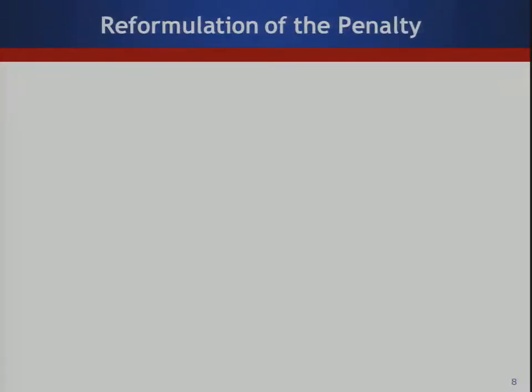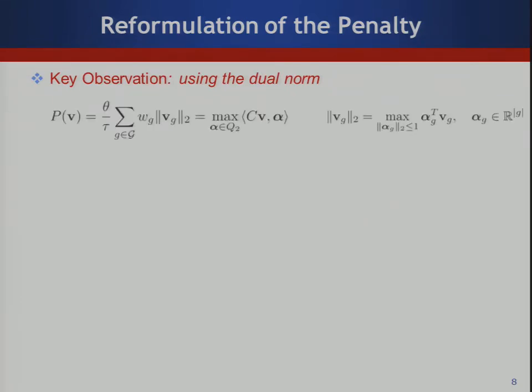So let us first talk about how to smooth the structure penalty. The key observation is that we do the smoothing using the dual norm. So here is our structure penalty. We know that the dual norm of the L2 norm is still the L2 norm. So for each ||v_g||_2 norm, we can write it as the maximization over the L2 norm of alpha_g, of the inner product between alpha_g and v_g. We replace each ||v_g||_2 norm by this maximization form, and do a bit of reformulation. So you can write it as the maximization over alpha belonging to Q of the inner product of Cv with alpha. C here is a highly sparse matrix that indicates which variable belongs to which group.